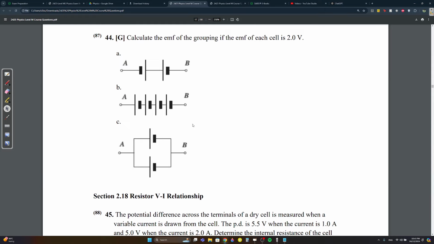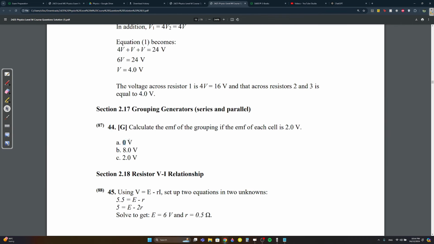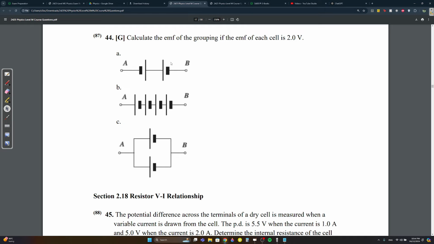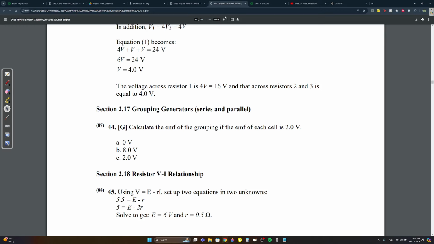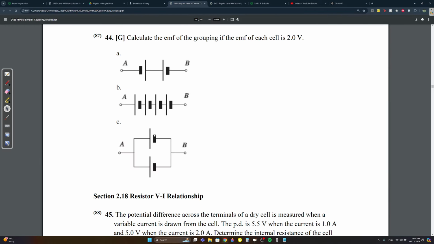Calculate the EMF of the group if the EMF for each cell is 2 volts. It's very easy. I'm going to open the solution. The first one is going to be 0. Why? Because they're opposite to each other. It's not grouped properly. It should be negative, positive, negative, positive. But they put the positive with the positive, so it's going to cancel out. 2 minus 2, 0. Here, they're placed properly: positive, negative, positive, negative, positive, negative, positive, negative. Opposite to each other, which is the correct way. That means it's going to add up. So 2 plus 2 plus 2 plus 2 is 8. Here, they're in parallel. In parallel, no matter how many you add, it's always going to be the same, and that is the original EMF, which is 2.